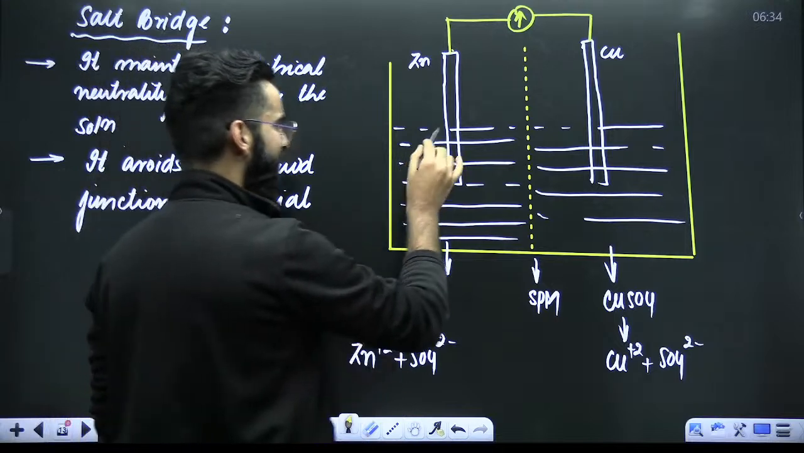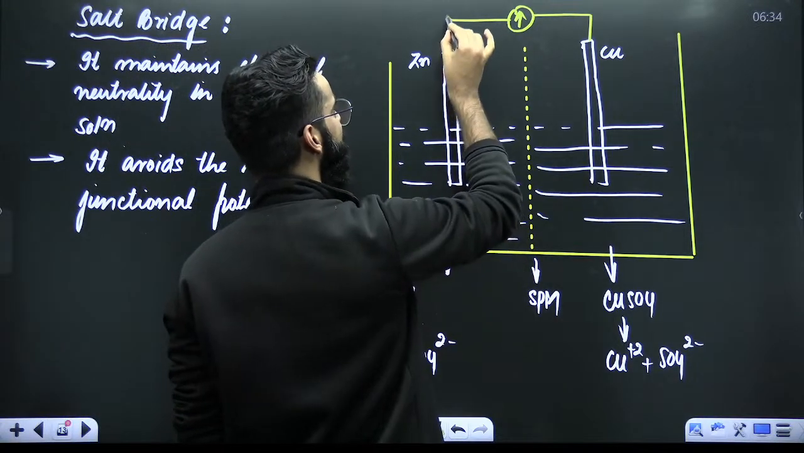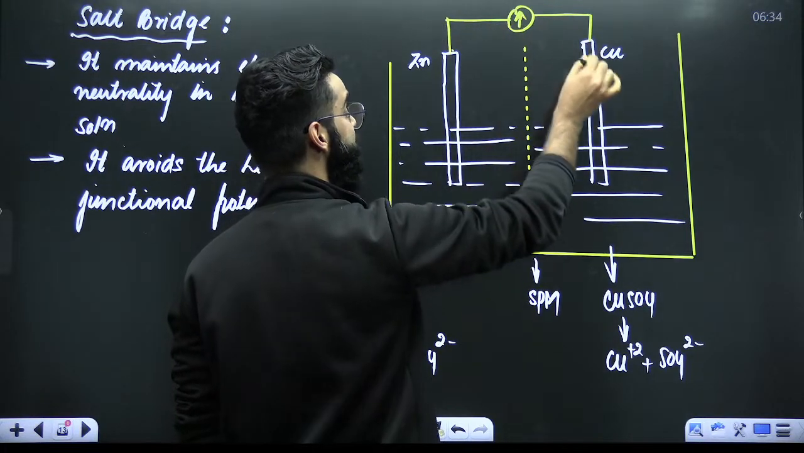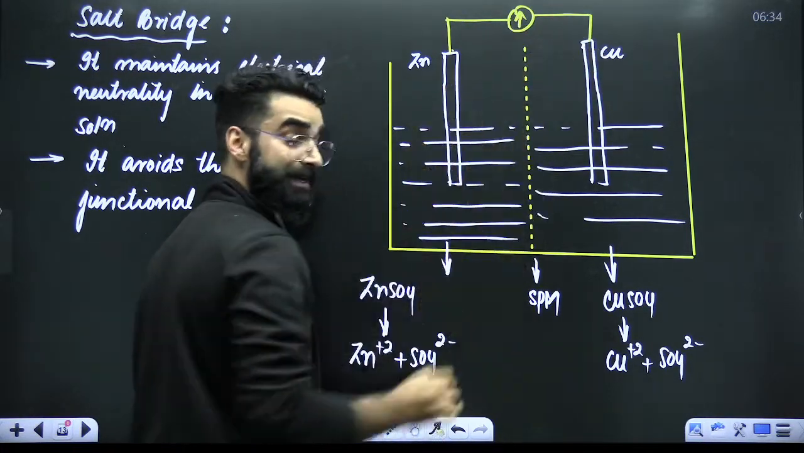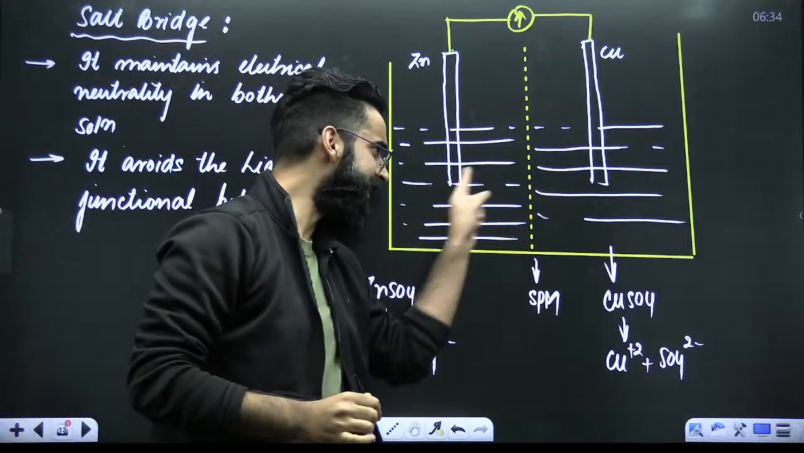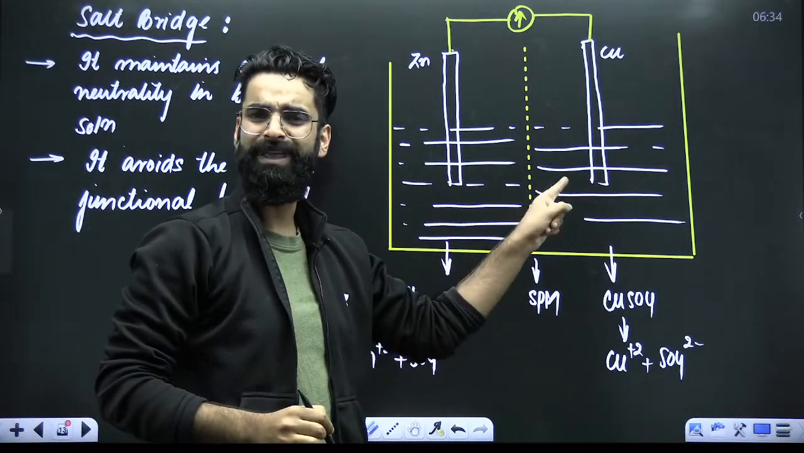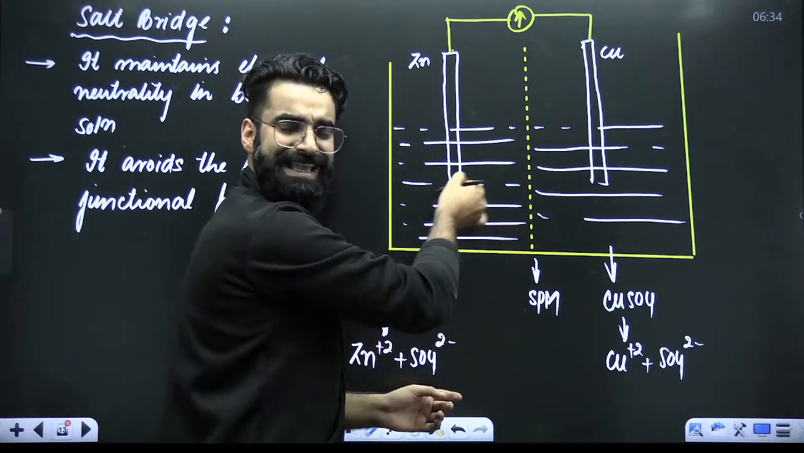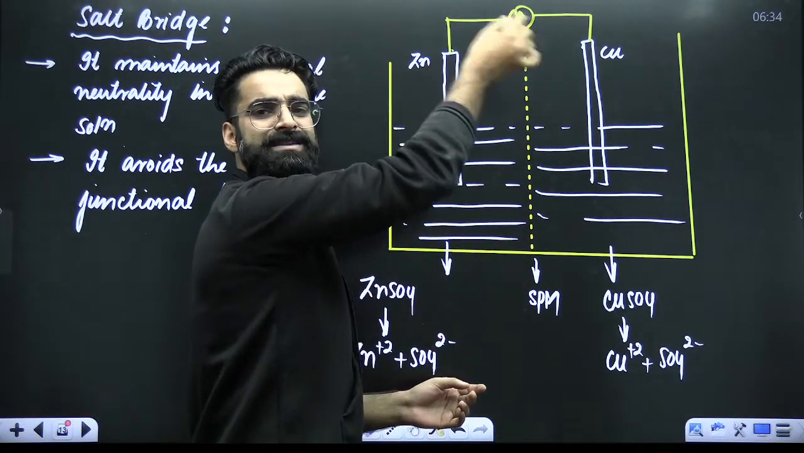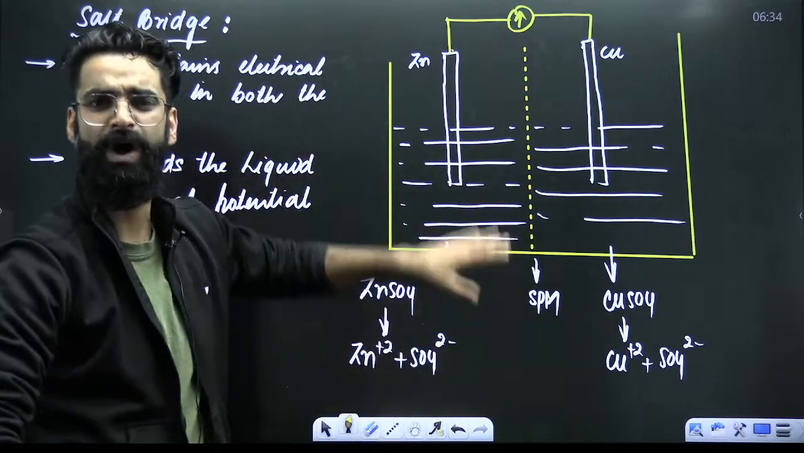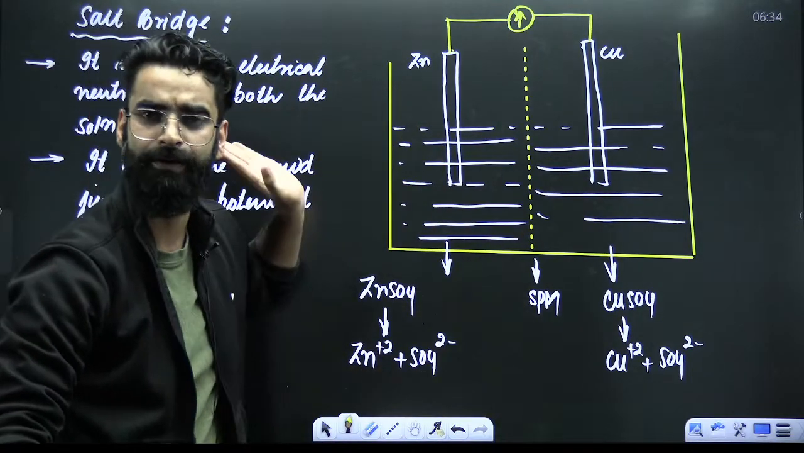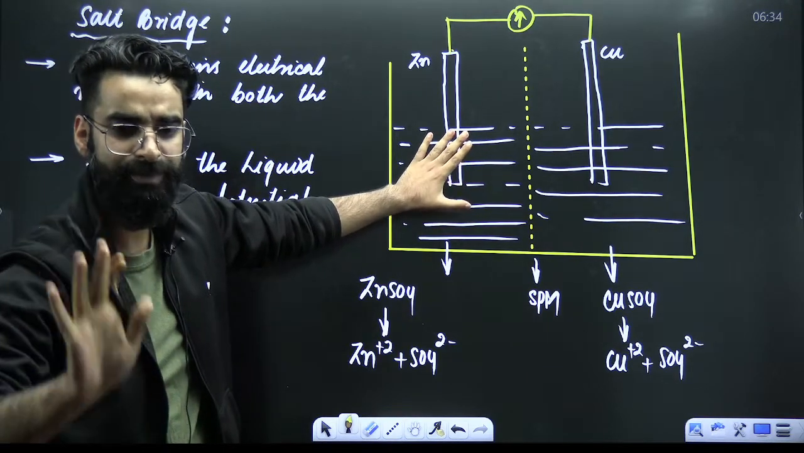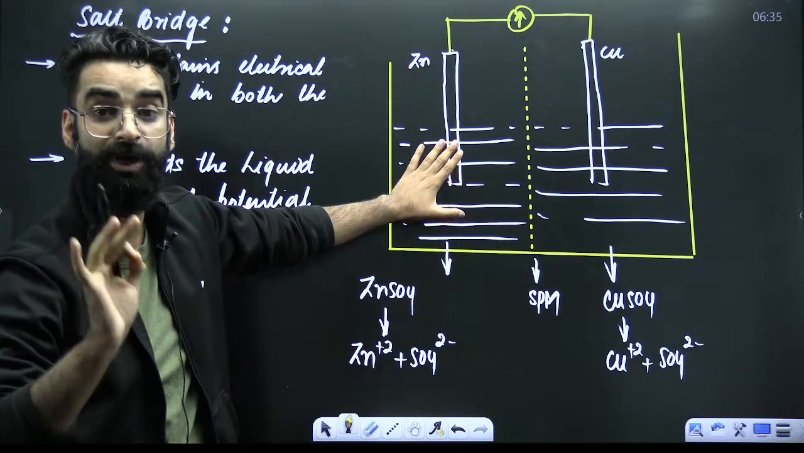If I ask you whether the circuit is complete externally, absolutely you have completed the circuit externally. And internally, they are also connected because the solutions are in direct contact with the help of the semi-permeable membrane. So internally, the cell is connected. Externally, the circuit is complete. Internally, the circuit is also complete. So I would say the cell is complete to work right now. I have not used a salt bridge.